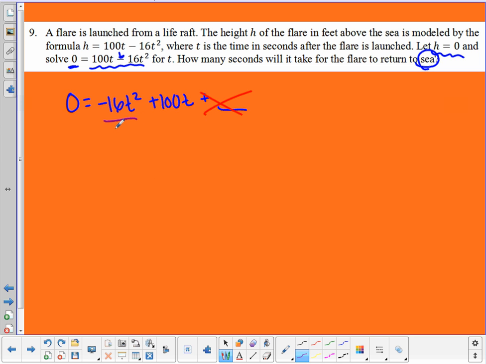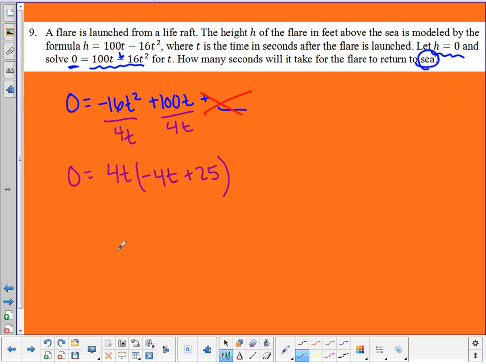I also know that I can take out a t from both of those. So that's what I'm going to do. I'm going to have 0 is equal to 4t, and then behind it, look at what's left. Negative 16 divided by 4 is negative 4. T squared divided by t is t. 100 divided by 4 is 25, and t divided by t goes away.